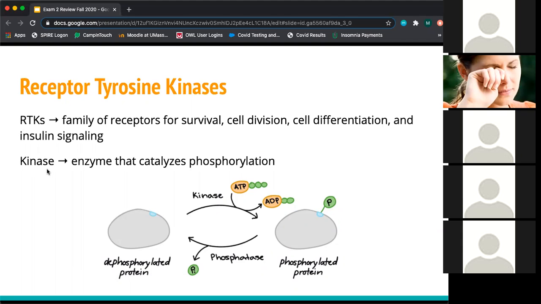So yeah, anyway, so you have your receptor tyrosine kinases, your RTKs. They are kinases, so they are enzymes that are able to catalyze the process of phosphorylation.